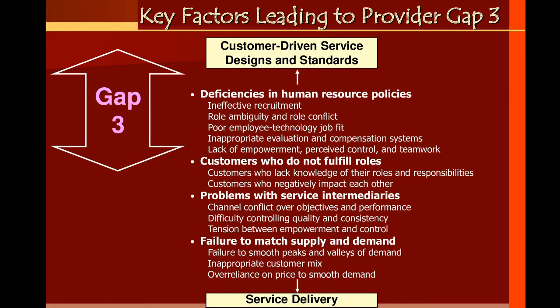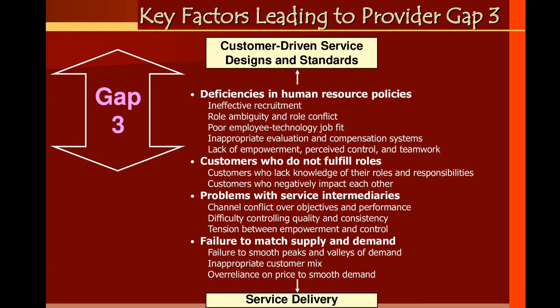And this one is talking about customer-driven service designs and standards and service delivery. Normally, wherever you go, you will face these problems in service delivery. There are four points we'll be discussing in this gap 3: deficiencies in human resource policies, customers who do not fulfill roles, problems with service intermediaries, and failure to match supply and demand. So the first point in gap 3 is deficiencies in human resource policies.